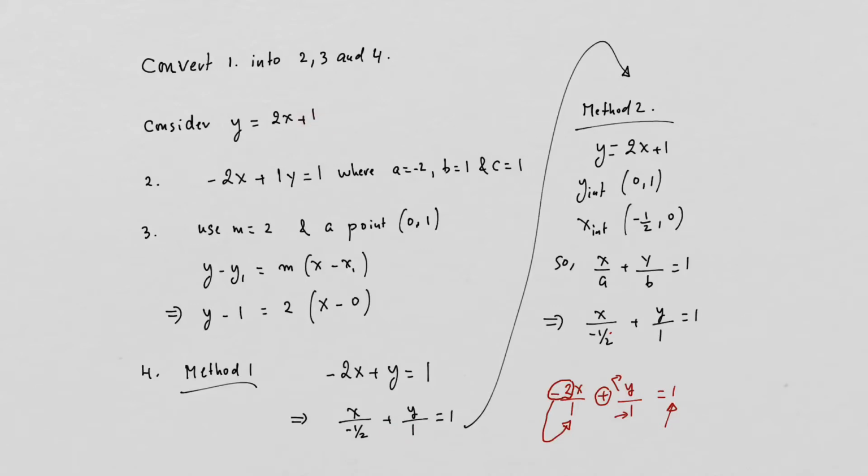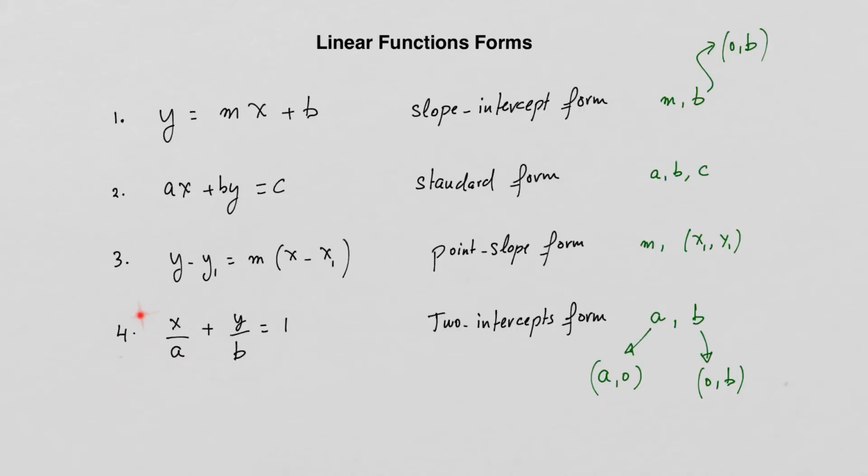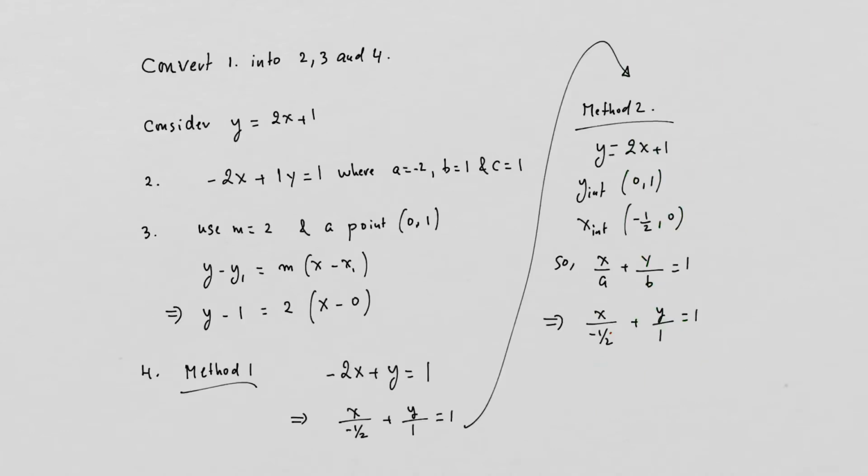Okay? So now I'm going to show you another method on how to achieve this form. Okay? I already know my y-intercept. It's 0 comma 1. So it's not hard to find the x-intercept. To find the x-intercept, you just set y to be 0. To find the y-intercept, you set x to be 0. 2 times 0 plus 1 is 1. To find the x-intercept, you set y to be 0.